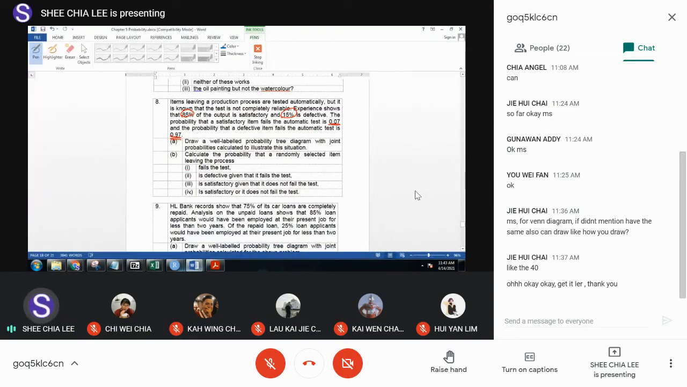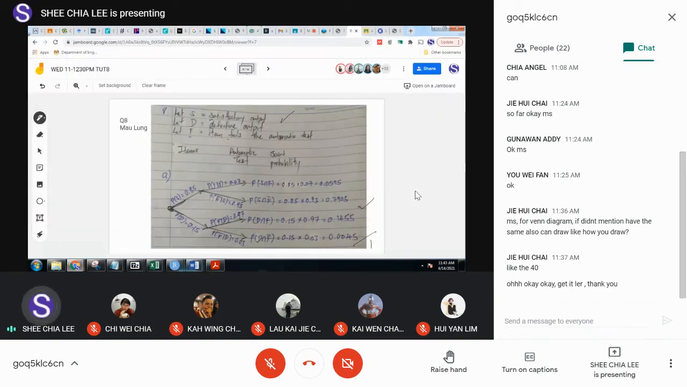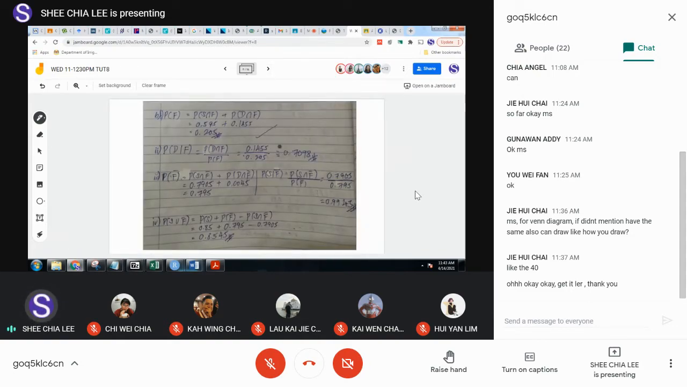Fail the test, no matter whether you are satisfactory or defective. As long as you fail the test, I want to see what the probability is that it will fail the test. From this diagram, this is satisfactory, this is defective. This one I have failed, this one also I have failed. So you take this fail and this fail and add together: satisfactory and fail, defective and fail. So 0.0595 plus 0.1455, then you get 0.205.